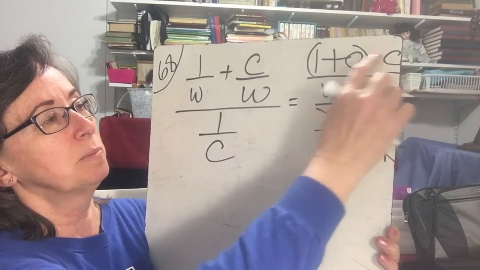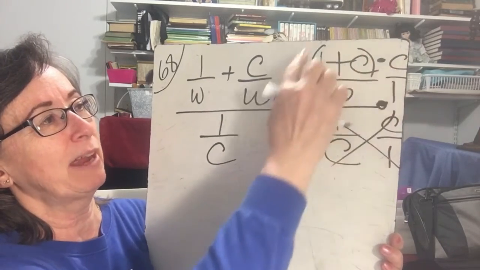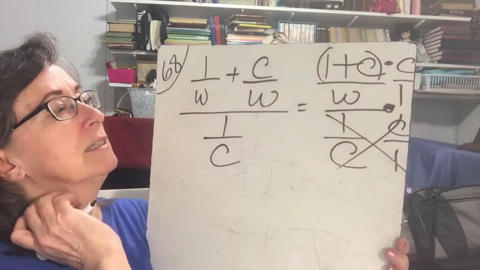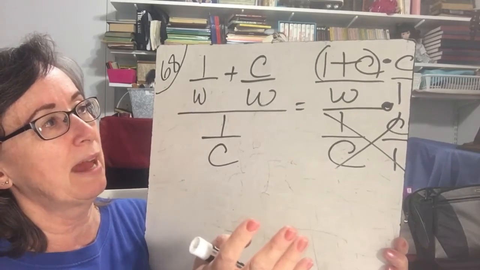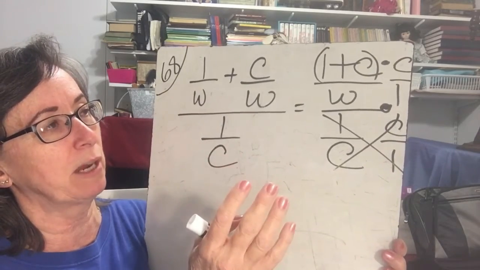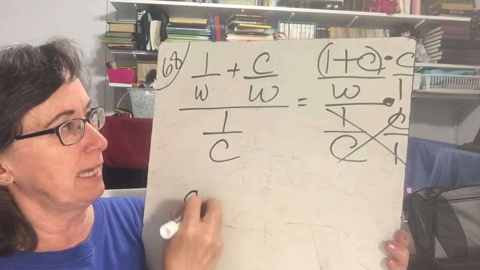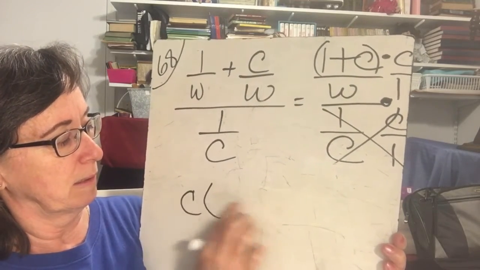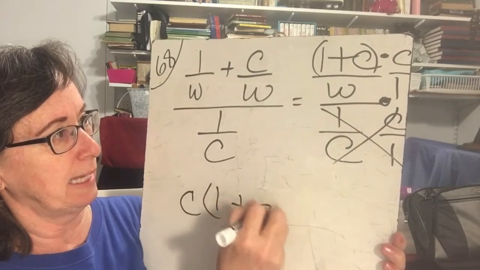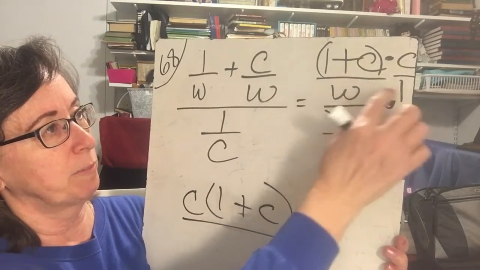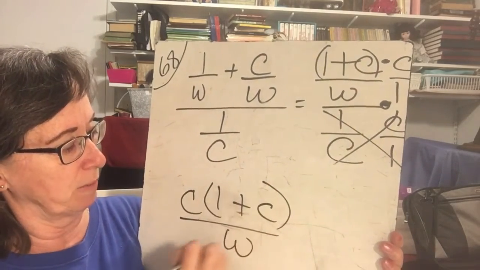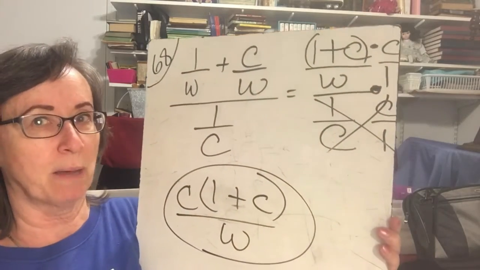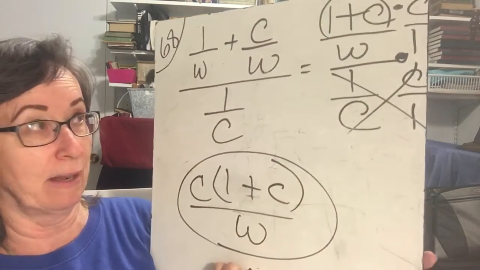c plus c squared. But see how they already have it factored out? And they really don't want us to have the c plus the c squared. They'd rather us have c times 1 plus c over w times 1 is w. That's how you would probably find this answer in the book.